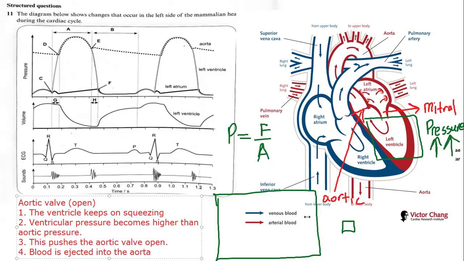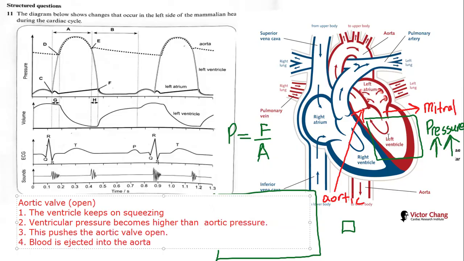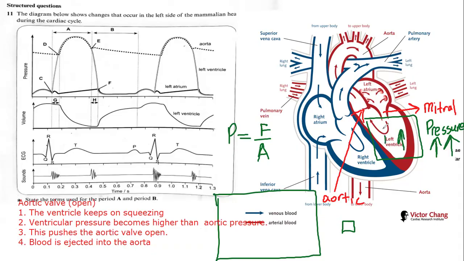Because the pressure in the ventricle becomes so high, it even exceeds the pressure in the aorta. So it pushes the aortic valve open and blood begins to rush through the aorta. Right? All right. Does that make sense to you all?